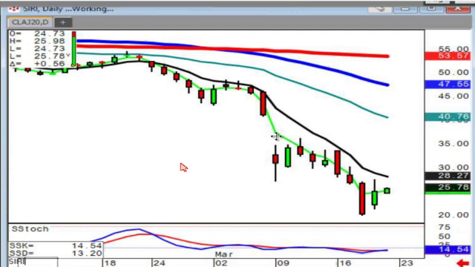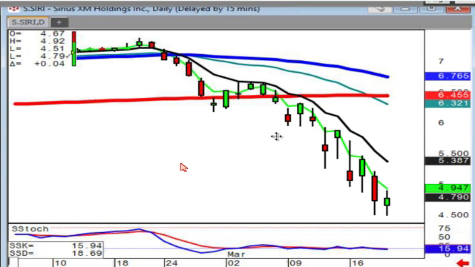Siri, nothing there. That is a tweezer bottom. You can see how they're right basically at the same level. So you could be buying this one if it came back up through the high of today, or if you're short, you cover your short at the high of today.